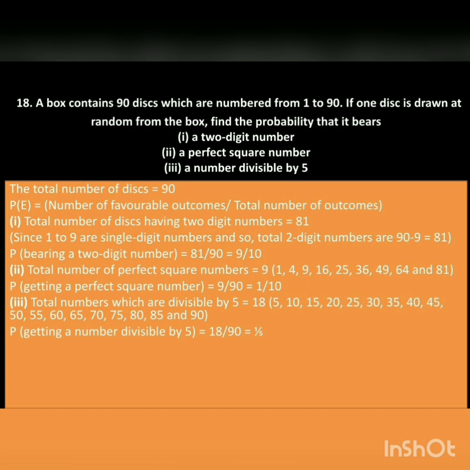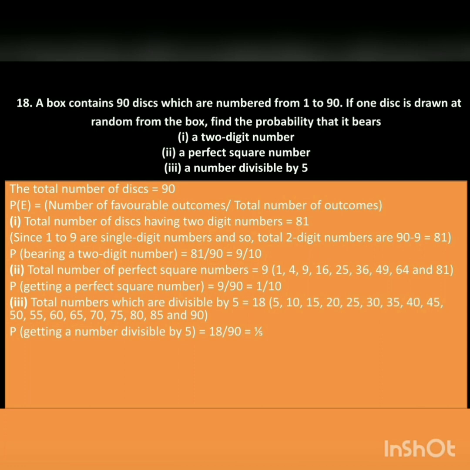Next is question number 18. There is a box having 90 discs, with numbers 1 to 90 written on them. We have to find the probability of a 2-digit number. From 1 to 90, how many 2-digit numbers are there? 81. Only 9 numbers are single digit. So 81 are 2-digit numbers, so its probability will be 81 over 90.